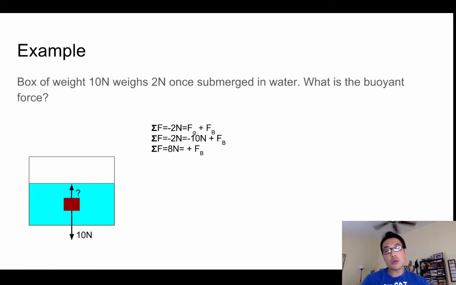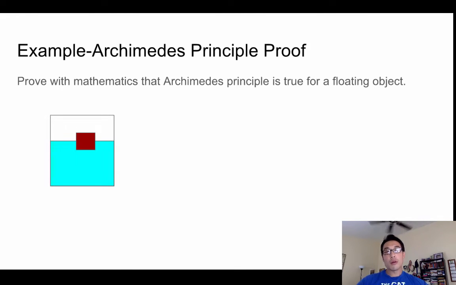Now, if we add 10 newtons to both sides, what we get is 8 newtons. So the liquid, or the water, is pushing upwards with 8 newtons of force. Because it's only pushing up with 8 newtons of force, the object feels as if it's 2 newtons. Now, let's try another one. Let's prove Archimedes' principle with our equations.